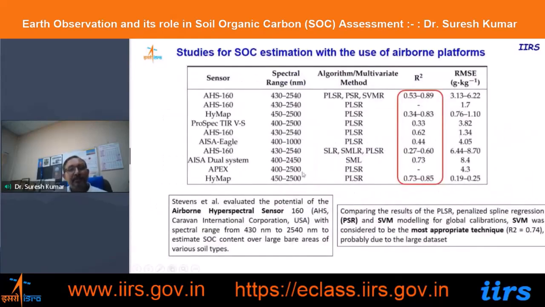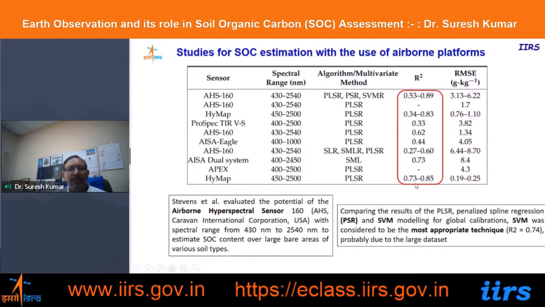Various researchers have studied soil organic carbon with airborne platforms, that is, airborne sensors. They generally used PLSR techniques and stepwise or multiple linear regression, and they found R square values up to 0.89 in some cases. Generally in arid and semi-arid regions, where the soils remain very dry, reflectance characteristics give very good correlations with soil organic carbon. But others are getting up to only 0.6 R square.